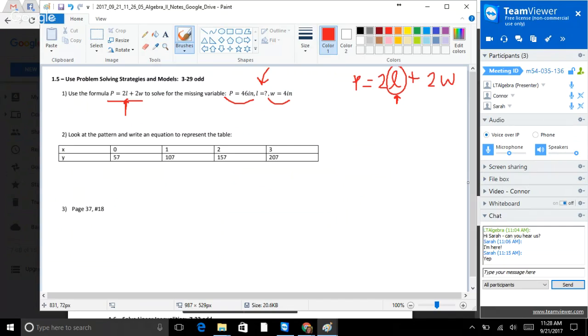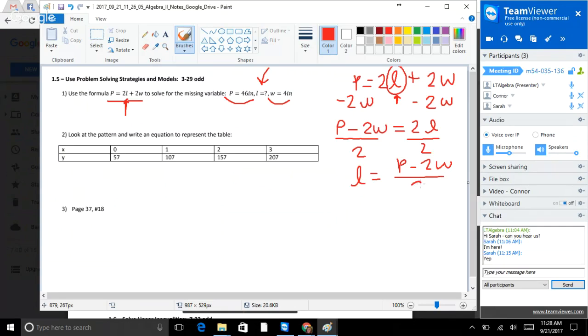So we have 2 times the length plus 2 times the width. Let's move the width component to the other side. So perimeter minus 2 times the width equals 2 times the length. Or we can go further and get rid of the 2 there. The length of a rectangle is the perimeter minus 2 times the width, divided by 2.